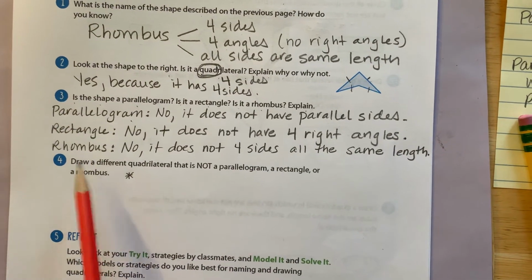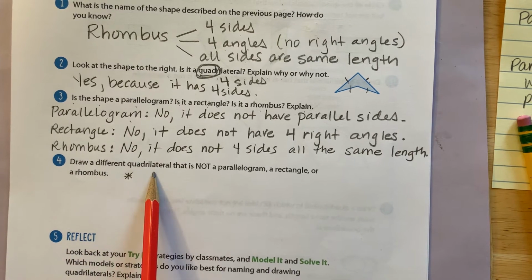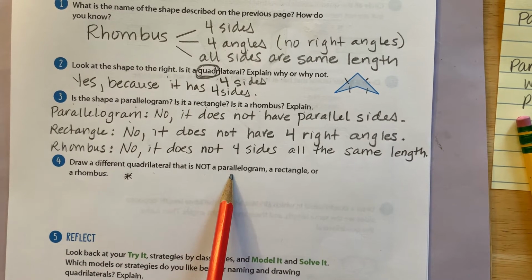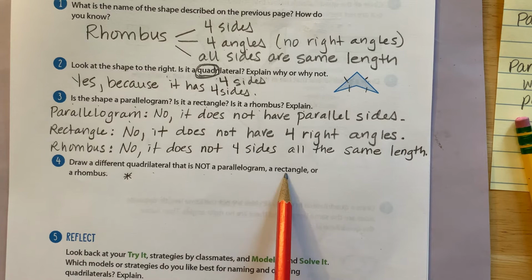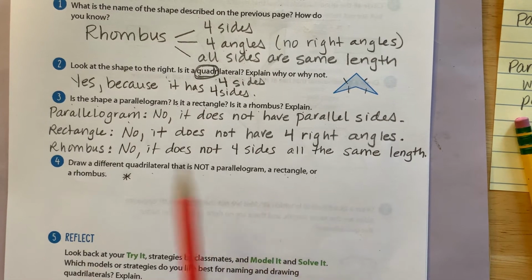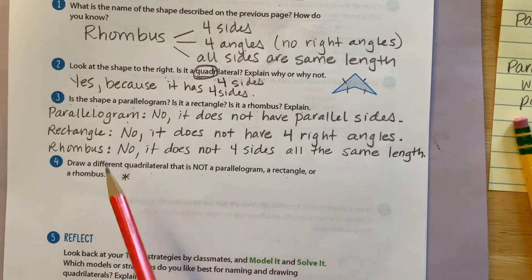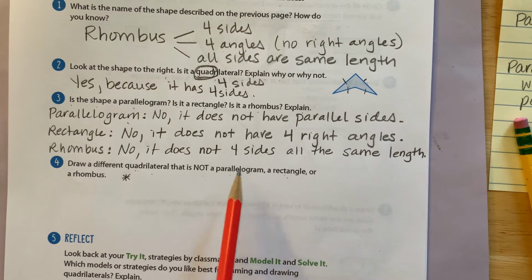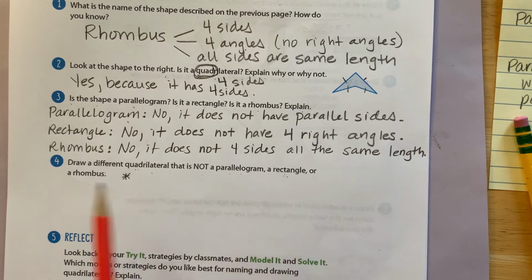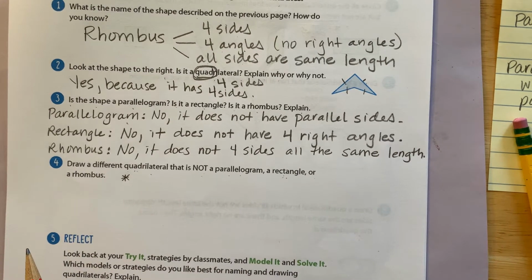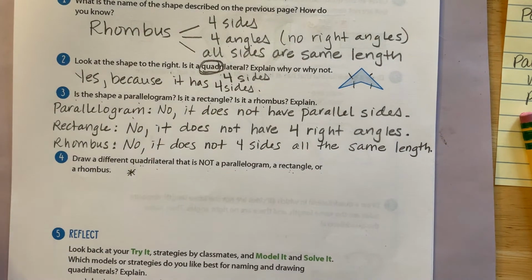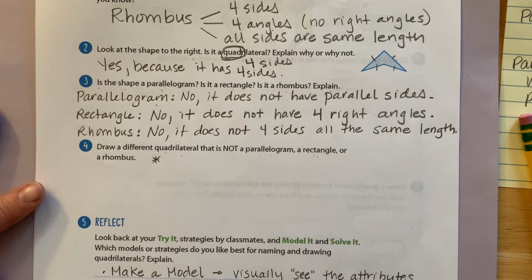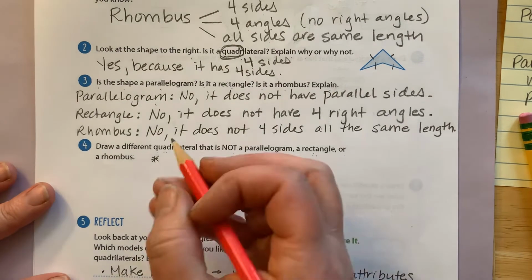Okay, number 4. Draw a different quadrilateral that is not a parallelogram, a rectangle, or a rhombus. Okay, so we have to draw a quadrilateral that is not a parallelogram, not a rectangle, and not a rhombus. What would you do? Go ahead and pause the video and see what you can draw. Come back when you're done.